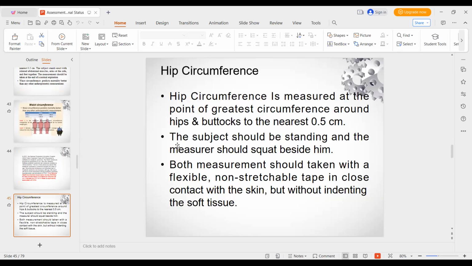Hip circumference. Hip circumference is measured at the point of greatest circumference around the hip and buttock to the nearest 0.5 centimeter. The subject should be standing and the measurer should squat beside him. Both measurements should be taken with a flexible, non-stretchable tape in close contact with the skin but without indenting the soft tissue.